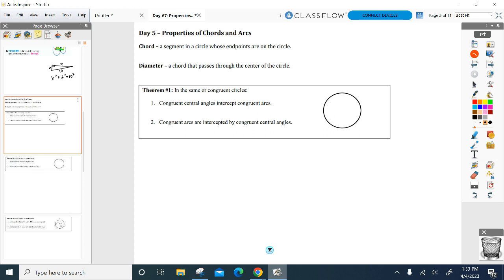So the first thing I need you guys to do here, in my first circle, instead of just reading off the theorem to you: draw me a central angle, please. Draw me a central angle, label it with some letters. All right, make a central angle. And if you don't know what to make, then we got bigger problems than today.